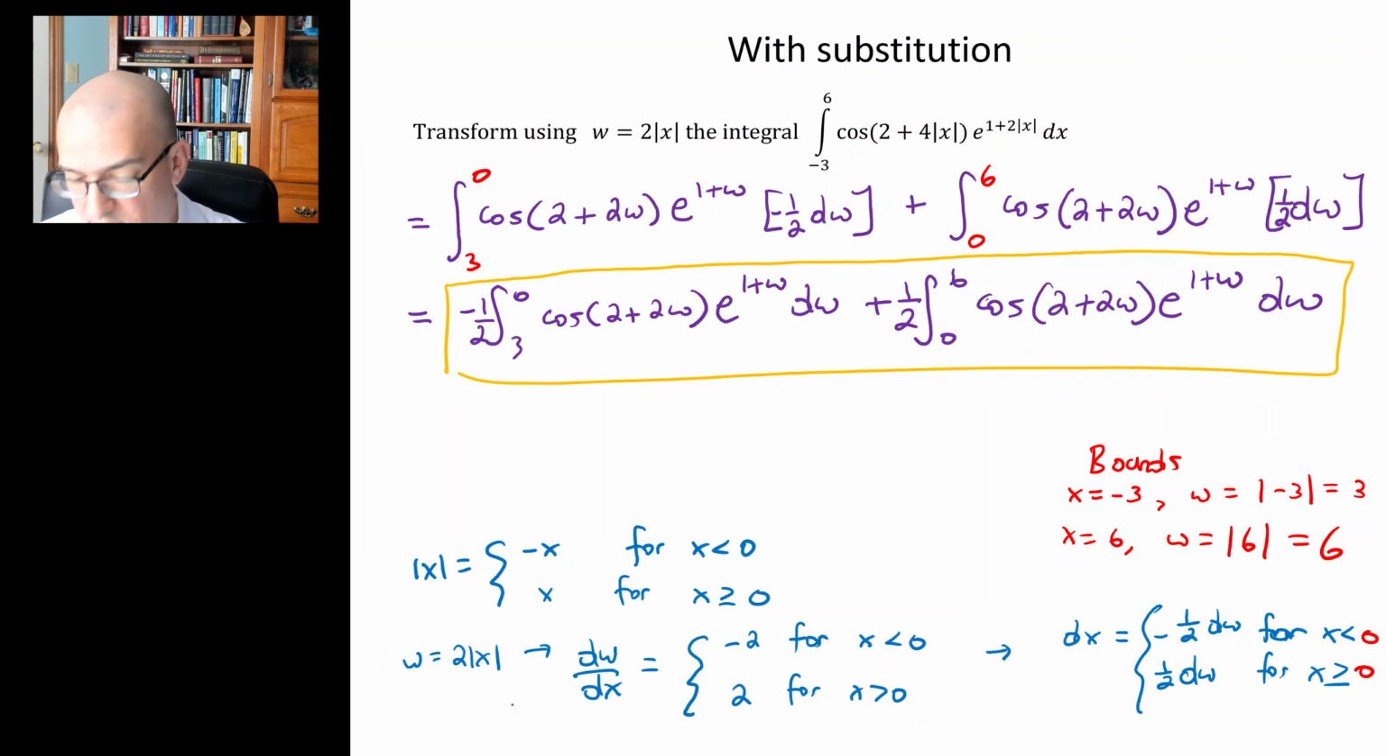So we had to split the integral. When we did the substitution, w is equal to 2 absolute value of x, we can write that as a piecewise function and take the derivative of it. We have two different pieces depending on the x value that we have. That means dx is going to be different in each region. So we have to substitute it in carefully.